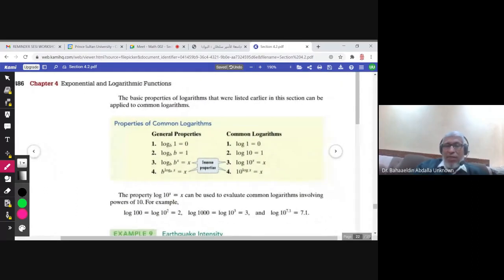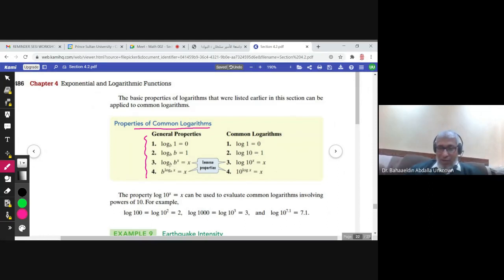So what are the properties of the common logarithms? We said common logarithms is when the base is 10. So we write log where the base is 10. Because we studied these properties before, we said log 1 for any base is 0, so log 1 for base 10 would also be 0. Log b is 1, so log 10 would be 1 because the base is 10.